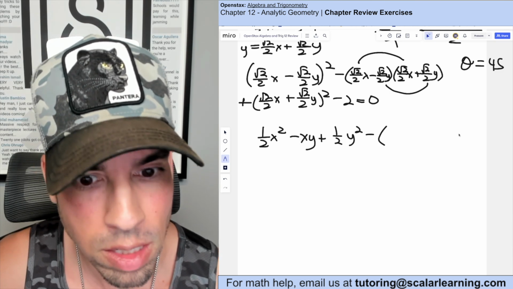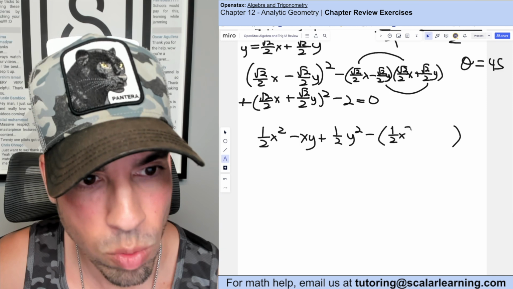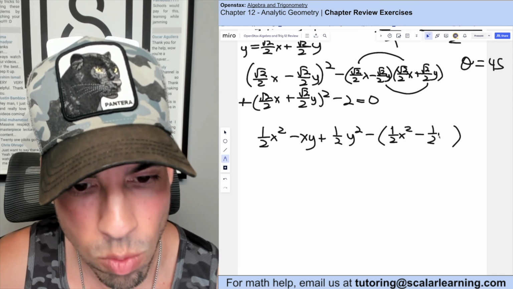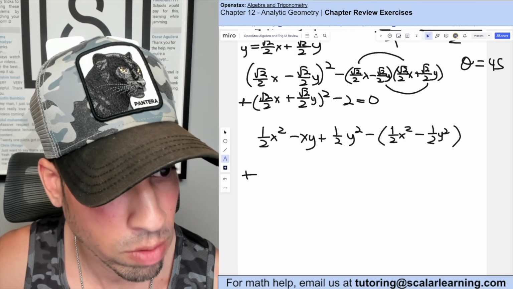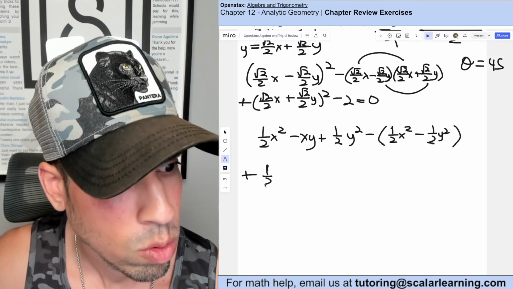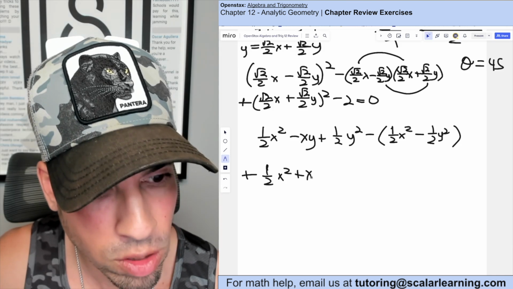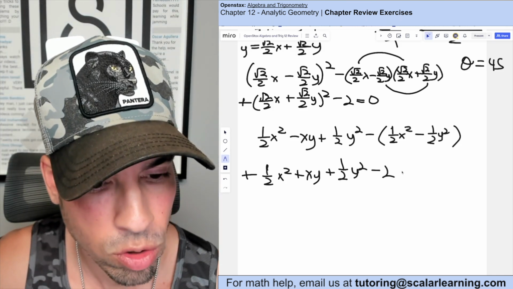And I'm going to say minus in parentheses. That's going to be 1/2 x squared minus 1/2 y squared. And then we've got plus, and then this one FOILed out is going to be just like this, just everything is positive since there's a plus there. So it's 1/2 x squared plus xy plus 1/2 y squared, and then minus 2 is equal to 0.